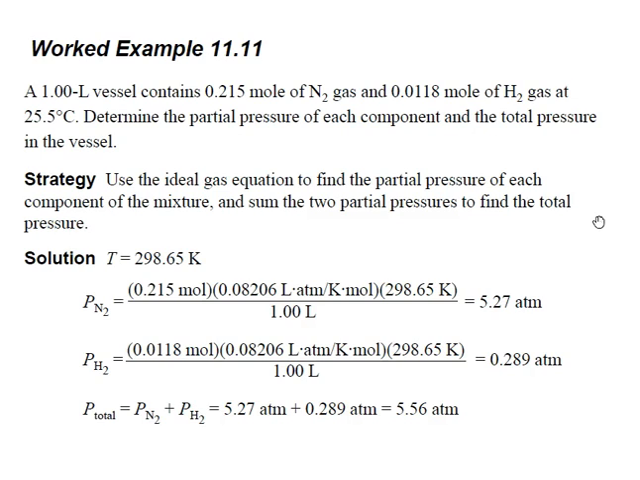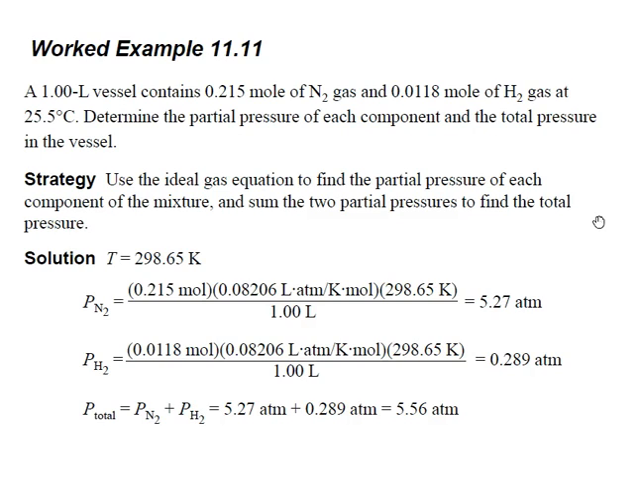Alright, so this one reads, a 1 liter vessel contains 0.215 moles of nitrogen gas and 0.0118 moles of hydrogen gas at 25.5 degrees Celsius. Determine the partial pressure of each component and the total pressure in the vessel. And this may seem a little complicated, but it's not too bad.